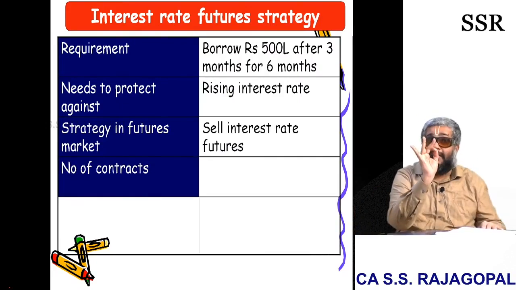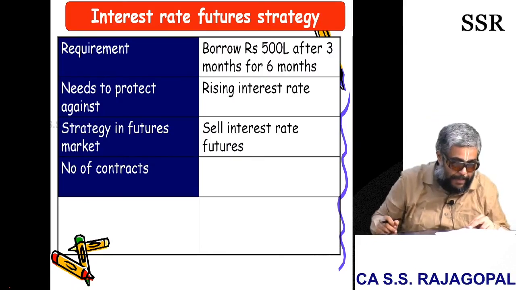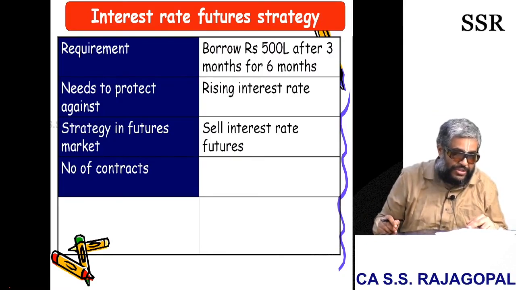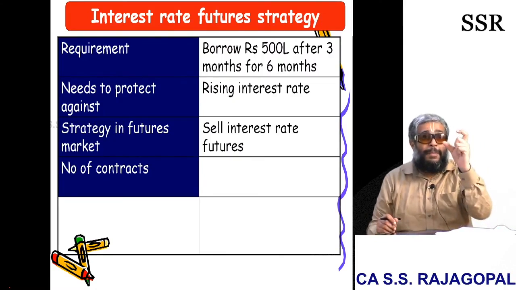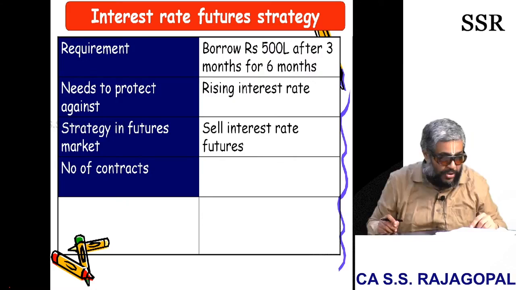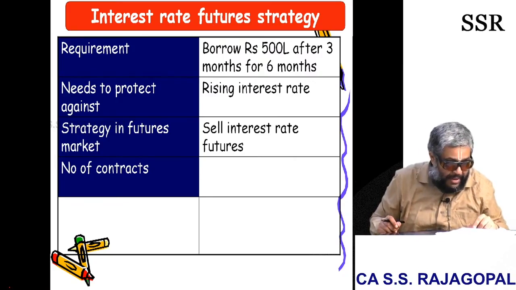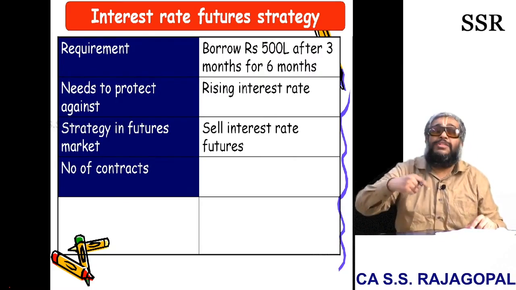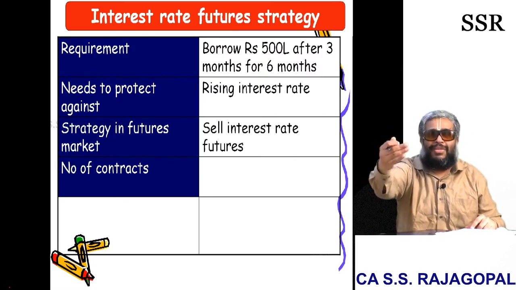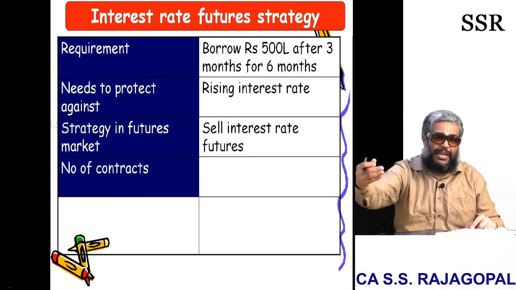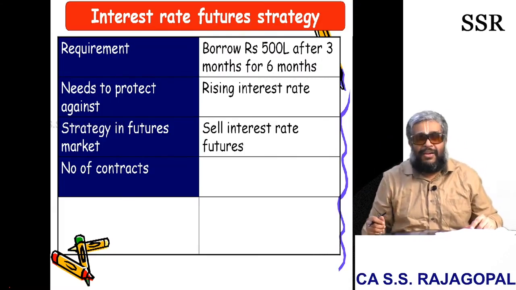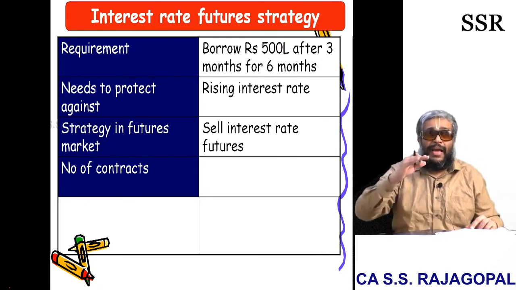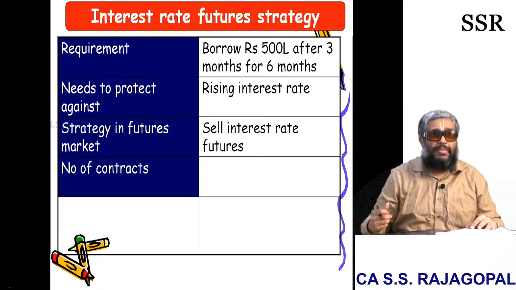Number of contracts. Friends, listen carefully. I have to hedge using 3 months futures, but the loan period is 6 months. Do you understand? The question says 3 months, 50,000 notional principal, futures contract maturing in 3 months, like September, December futures. Only a 3 months contract is available. I don't have a 6 months contract, so I have to increase the number of contracts to cover the maturity mismatch.